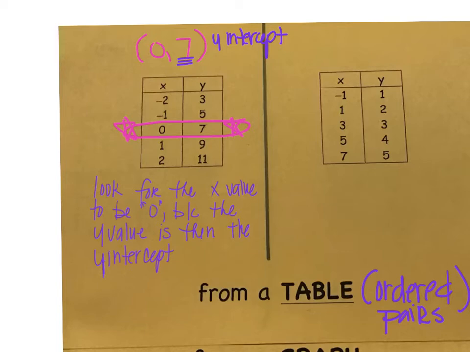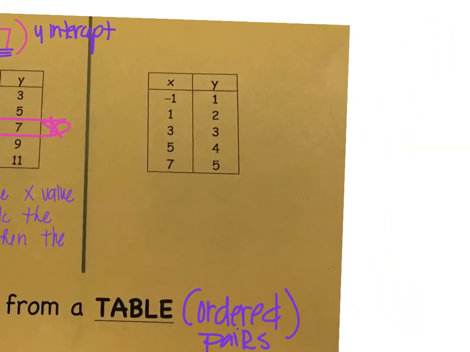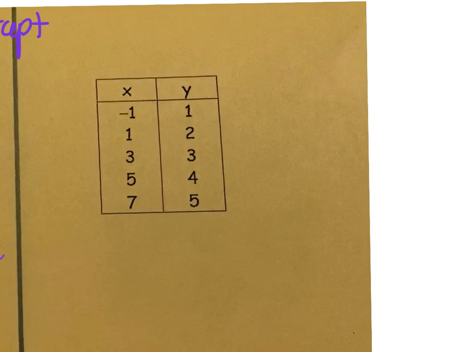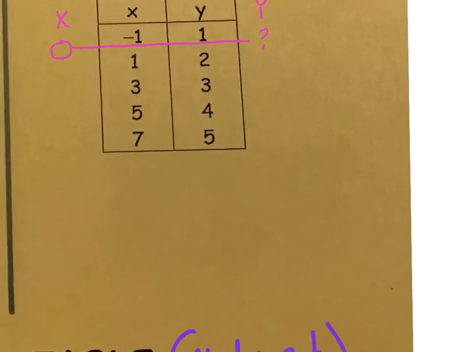Okay, now sometimes the table doesn't have a 0. So for example, in this table, I don't see a 0. However, 0 would fit right in here. This is where 0 would be. So my goal basically is to find out what this y value over here would be. When x is 0, what would y be? We don't know. So I would need to try and look for some type of pattern.